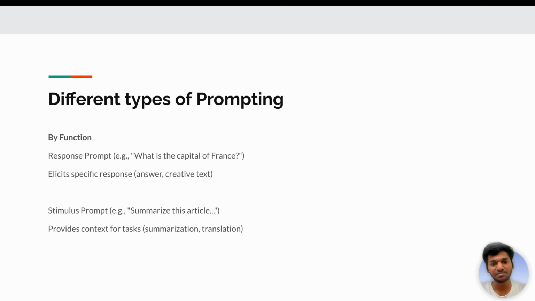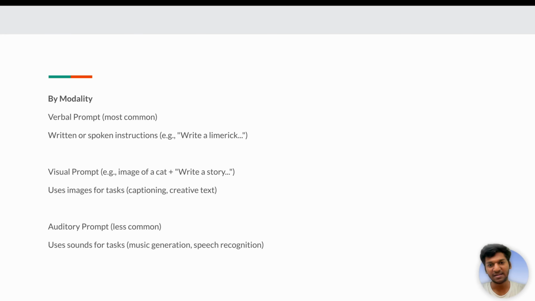Next comes modularity. Verbal prompts. These prompts are given in written or spoken language, a common type of prompting for LLMs. For example, write a limerick. It is something like write a poem in a fixed form of 5 lines. It is something like that.